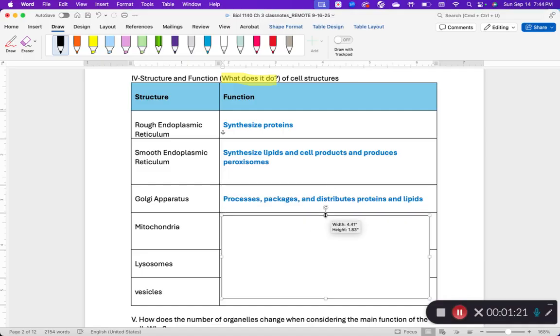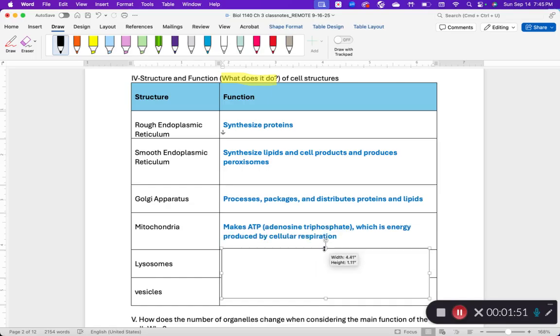The next one's Golgi apparatus. Golgi apparatus is going to process, package, and distribute proteins and lipids. I think about the Golgi apparatus as sort of like a post office. You go to the post office, you package up the item, and then you put an address label on it, and then it's going to distribute that product inside of the cell, or outside of the cell.